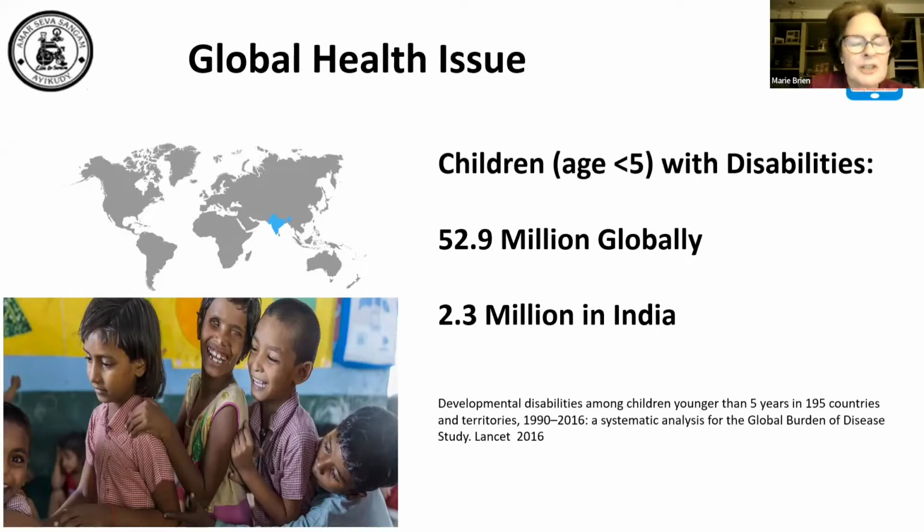The global health issue is that children under age 5 with disabilities comprise 52.9 million globally. And in India, the statistics were 2.3 million children with disabilities under the age of 5. So that is something that we need to address, whether it's in India or globally, for all those children under age 5 that really need that early intervention and care, as well as their families.